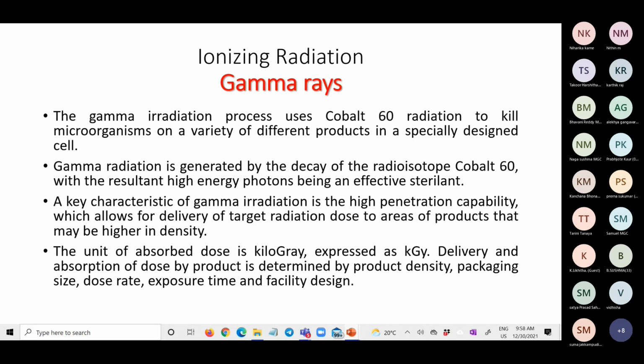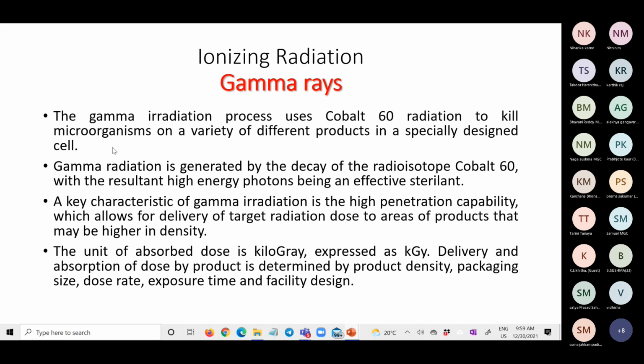Now coming to the ionizing radiation. So ionizing radiation, what is happening here? In these cases, we have gamma rays. Because every time we need one energy source. So for the gamma rays, we are using one radioisotope, and that radioisotope is cobalt-60. So we are using cobalt-60 for this type of sterilization process.